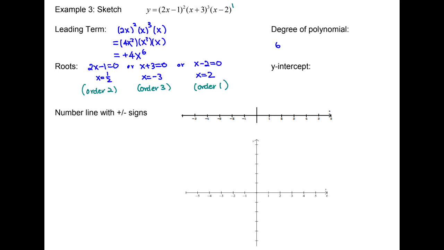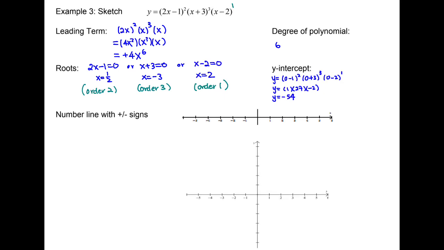Next, we have to find our y-intercept. We let x equals 0, then we get 0 minus 1 squared times 0 plus 3 to the exponent 3 times 0 minus 2 to the exponent 1. Then we will get 1 times 27 times negative 2, which will be negative 54.